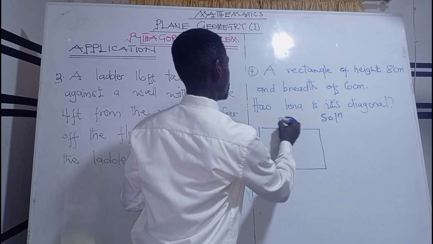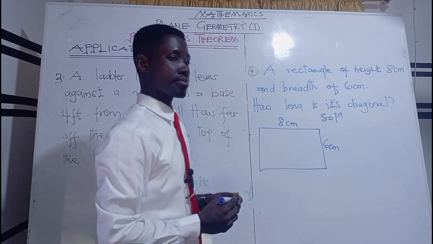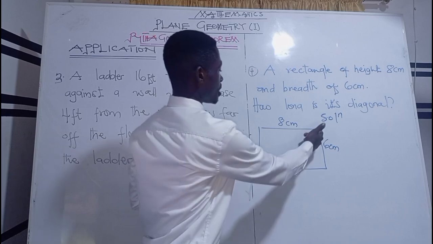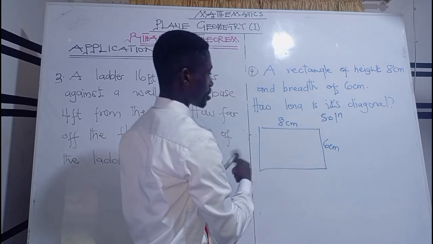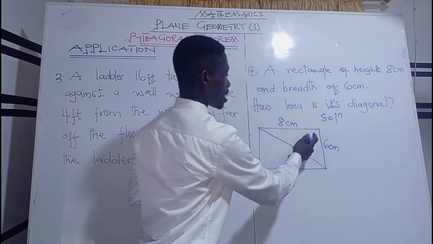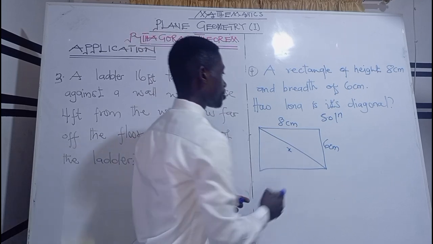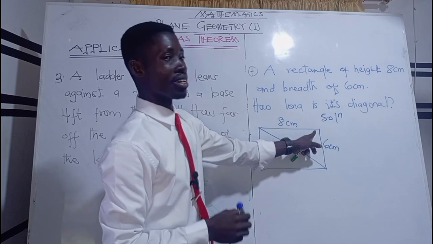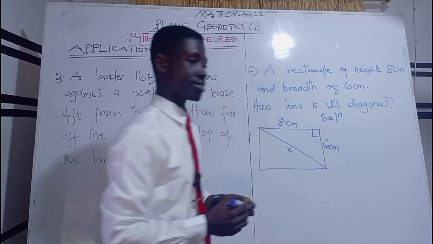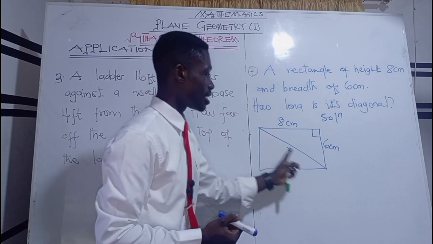So we have a height of 8 and a breadth of 6 centimeters. Now, how long is its diagonal? So the diagonal can be this or that. So let's choose this very side. If you choose the other side, it is the same thing. You know that this corner of the rectangle is at a right angle. Good. So knowing this, we can apply the Pythagoras theorem to find the length of the diagonal.